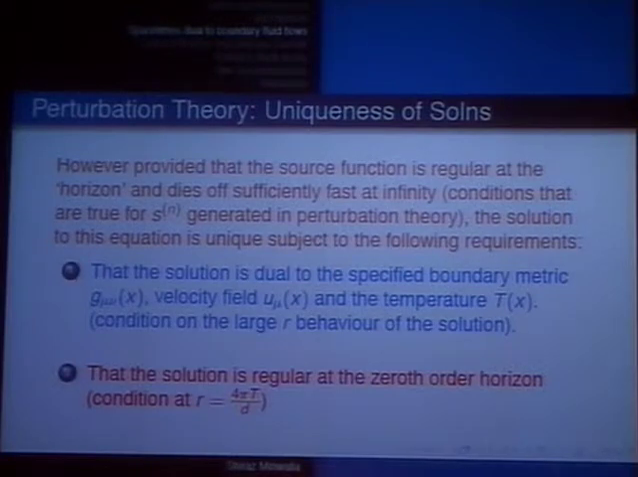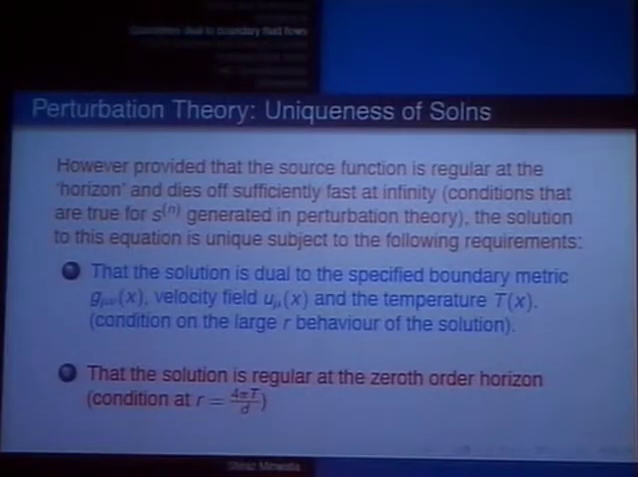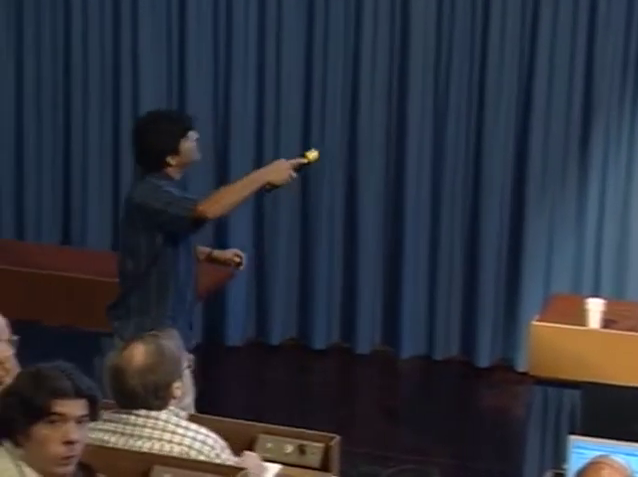The second condition is at the heart of the physics of the problem. It's a condition at the event horizon, or the event horizon of the unperturbed solution, R is equal to 4 pi T by d. And we require that our perturbations don't spoil this nice property of our initial ansatz, namely the regularity of the future horizon. And what's really nice is that these two conditions are enough to uniquely determine the solution.